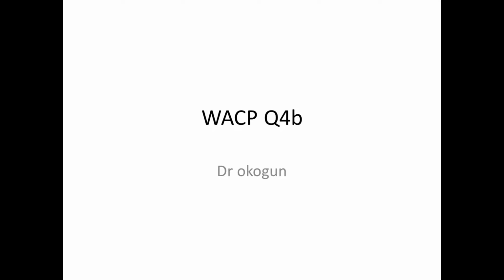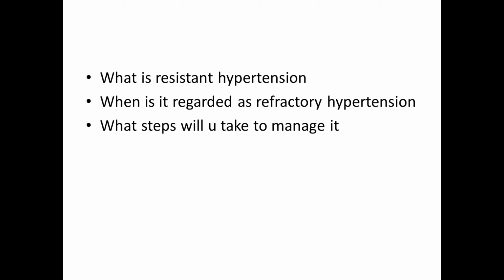I'm asking question 4B of the report. So the questions are: what is resistant hypertension? When is it regarded as refractory hypertension? And what steps will you take to manage it?